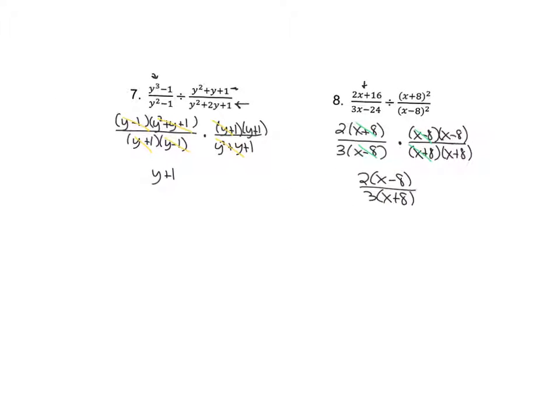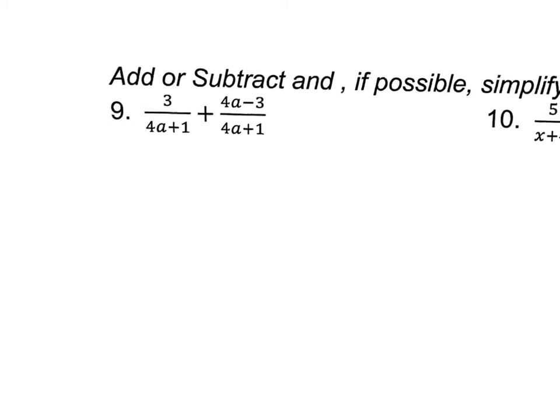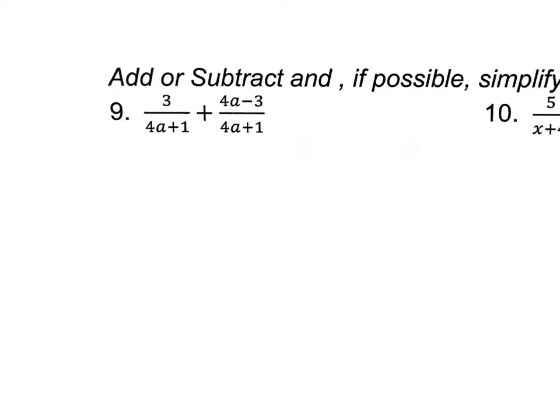Let me see. Yes. Number 9, just add it. Now we're going to addition and subtraction. Number 9 is great. Don't miss this one, whatever you do. You already have an LCD, and that's 4a plus 1. So all you do is just add the numerators. And if you add these two numerators, the 3's cancel, you just get 4a.